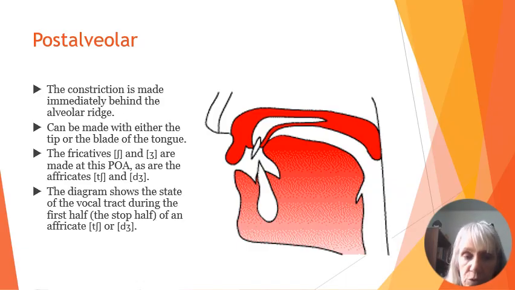This diagram shows the state of the vocal tract during the first half, the stop half, because remember these affricates have two parts to them, "ch" and "j". So this is the first part of it. That's where you see the mouth. And again, the mouth will change for the second part of that sound.